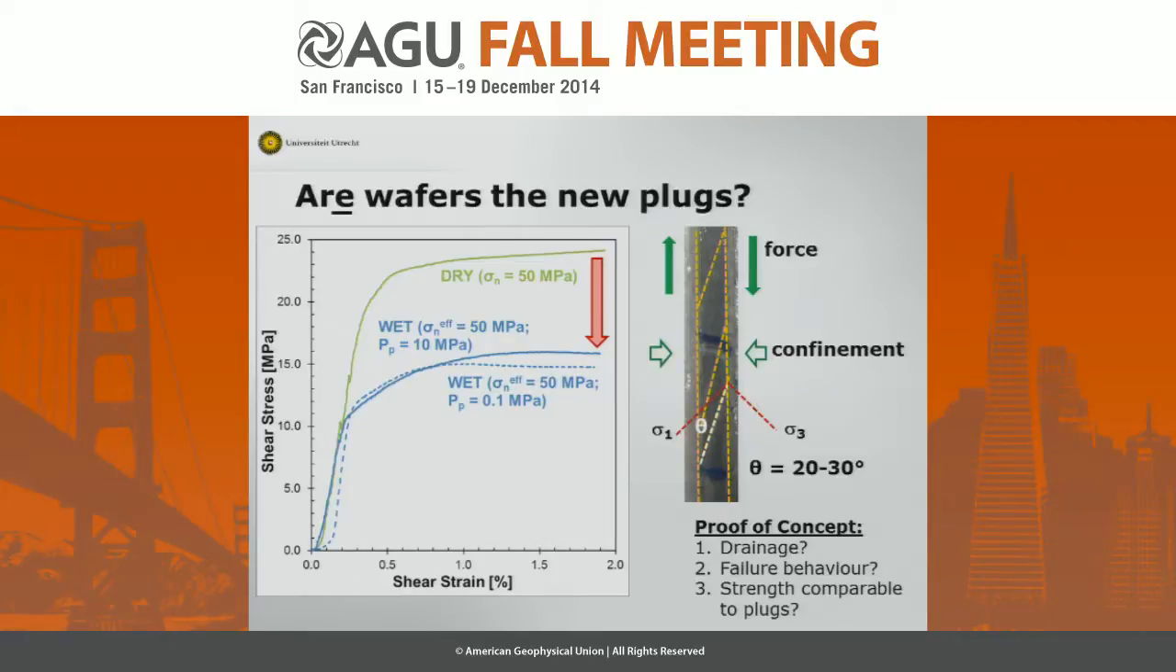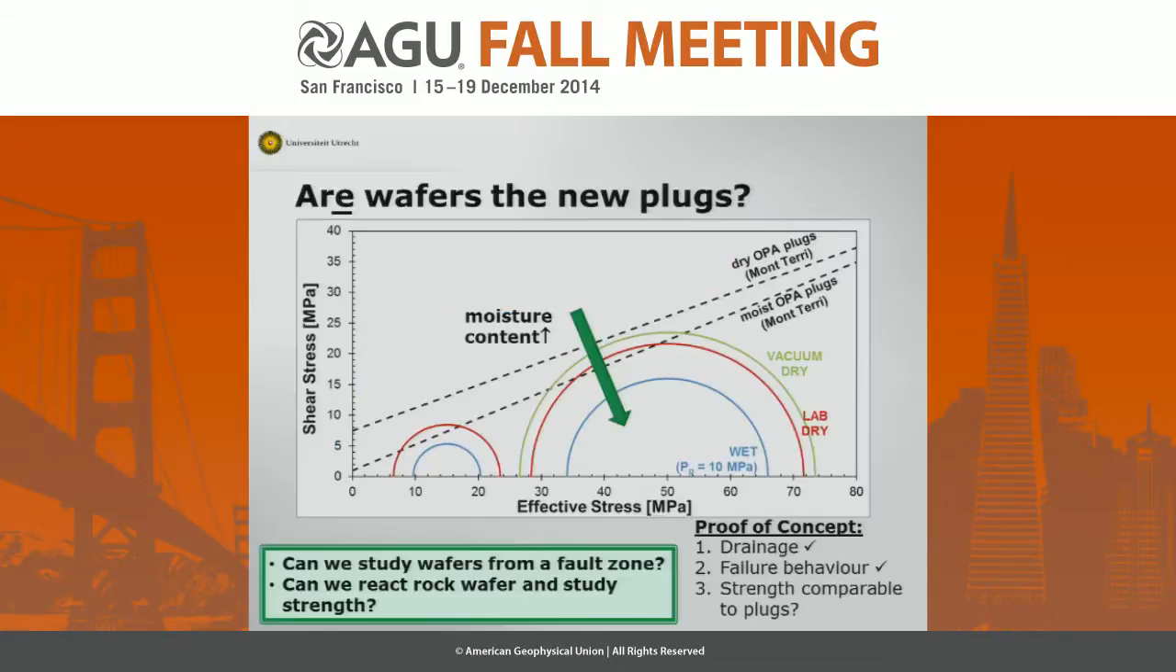So when you look at the fracture angle there in respect to the maximum and the minimum stresses on the sample, it's roughly 20 to 30 degrees, which is very typical for rocks. So that looks pretty promising as well. Now, what about the strength? Is that also going to be comparable to experiments on plug samples?